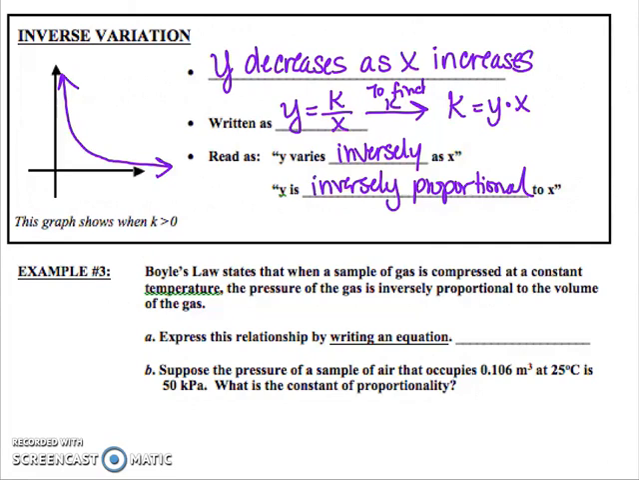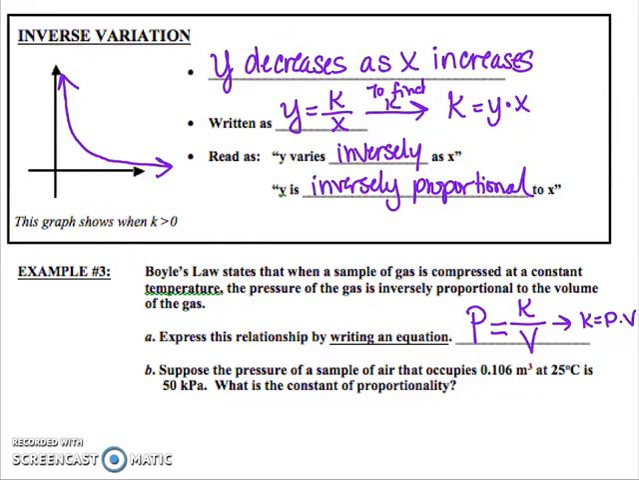So example number 3 is an inverse variation problem. It says Boyle's law states that when a sample of gas is compressed at a constant temperature, the pressure of the gas is inversely proportional to the volume of the gas. So first we're supposed to express this relationship with an equation. It says the pressure of the gas, so pressure equals, is inversely proportional, so K divided by the volume of the gas. All right, so there's our equation. To find our K, we're going to be multiplying P times V.